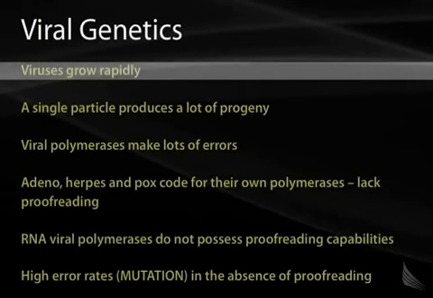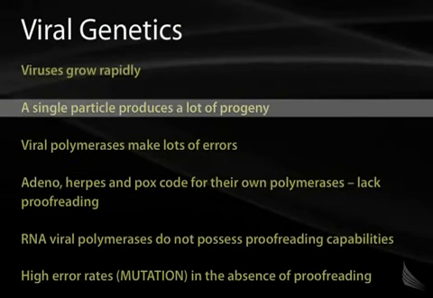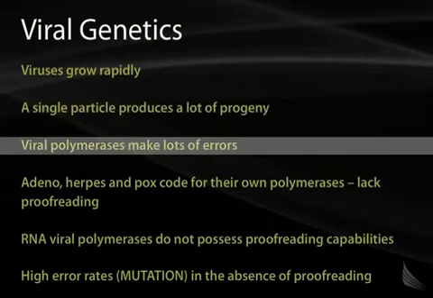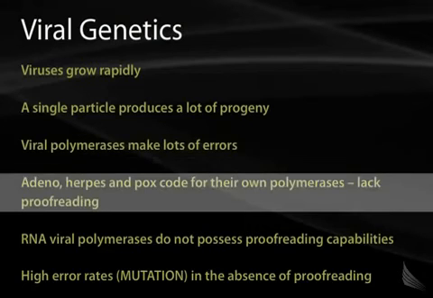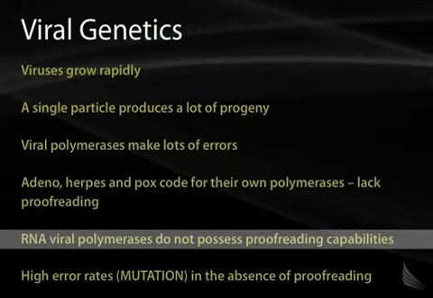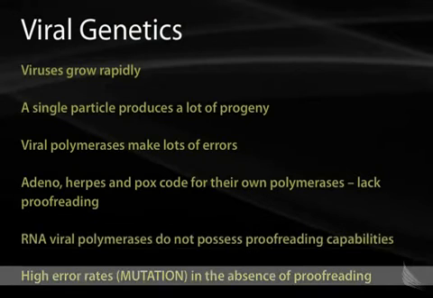Viruses grow rapidly. A single particle can produce thousands of progeny. Viral polymerases are not very good at proofreading and they make lots of errors. Adeno, herpes, and pox viruses code for their own polymerases which don't have proofreading. RNA viral polymerases also don't have proofreading. The result of this is that we get huge error rates.